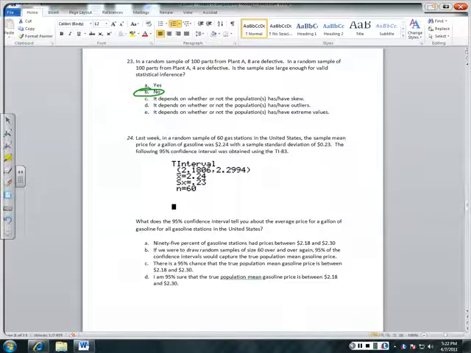Okay, this is just testing the idea of confidence intervals again. It's about the process. If we keep drawing samples over and over again, 95% of the confidence intervals would include the true population parameter. It's not a statement about one interval.